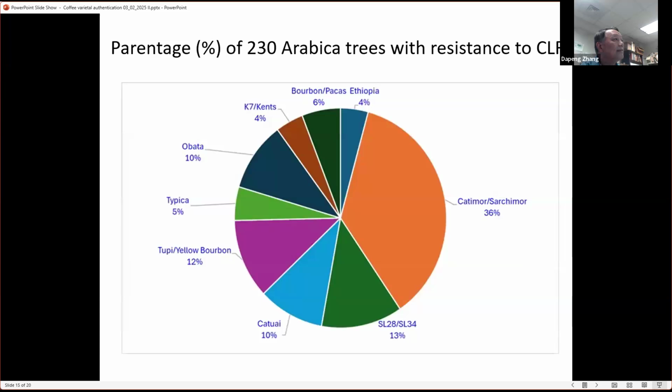Right? So the genotyping is still going on because our system broke down, so the whole process slowed down and lagged behind. I want to apologize to Tracy and Adriana. But this is based on 230 Arabica trees I received from Tracy. Those are the inferred parentage of those 230 trees, which have putative rust resistance.